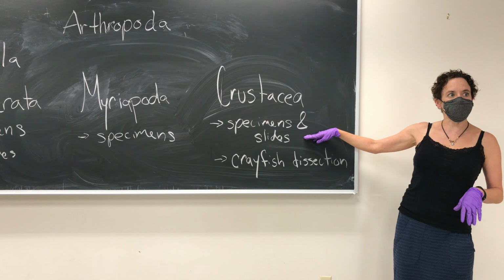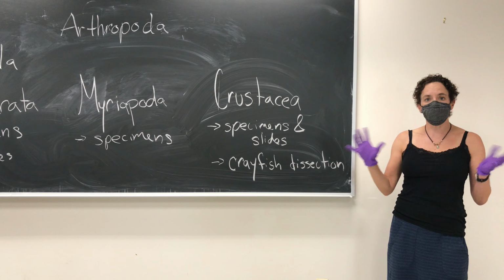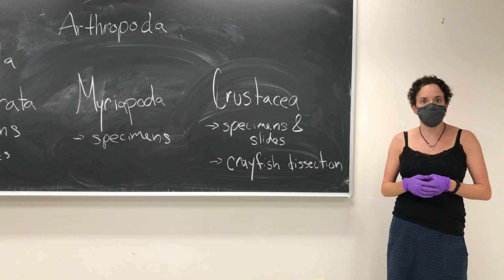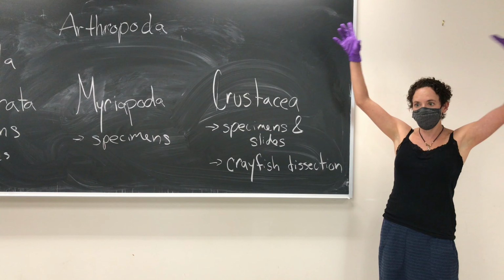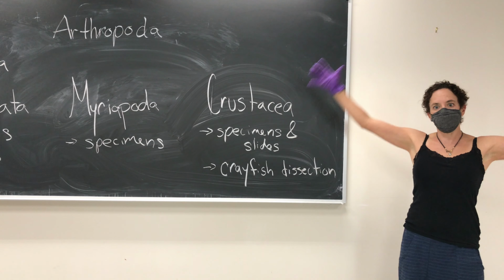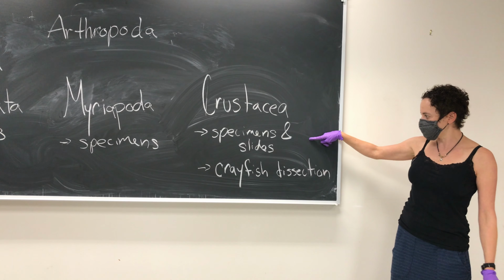And then we also have slides of the really little ones. A lot of those make up the zooplankton in the oceans. So they basically float around in these big populations of really tiny individuals.